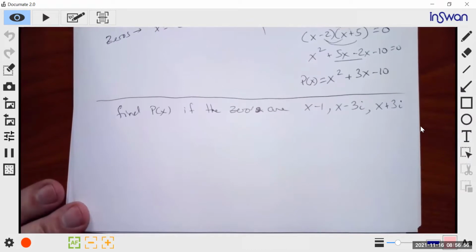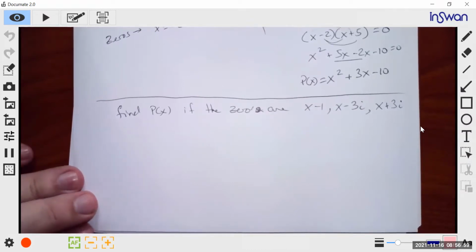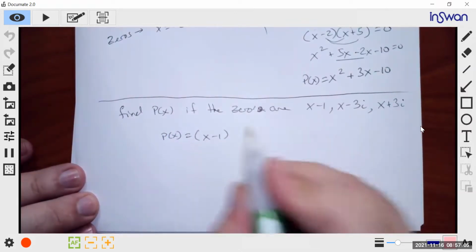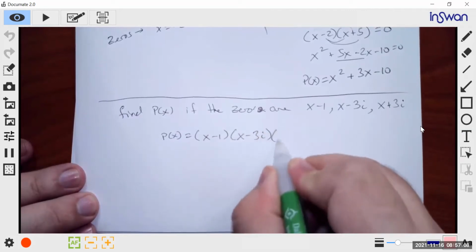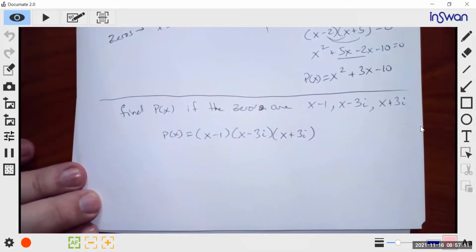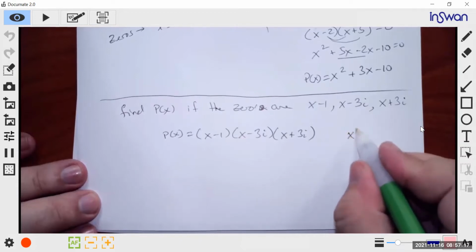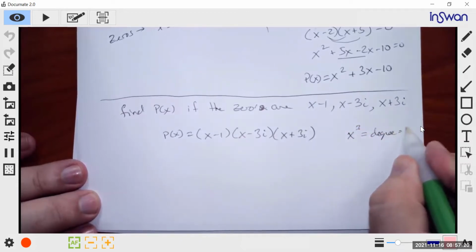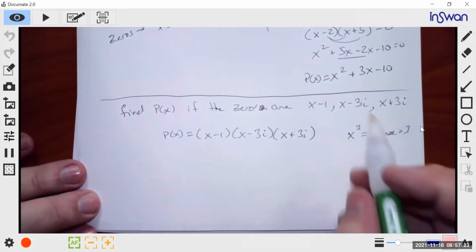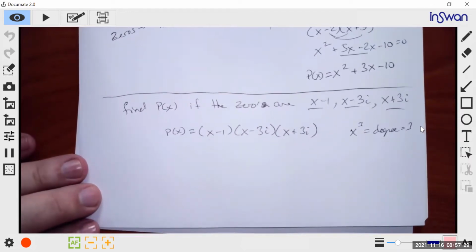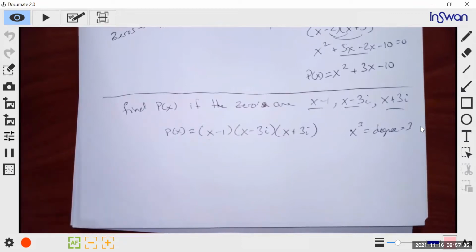So what's the degree of my polynomial? Remember, so far my polynomial factors out into x minus 1, x minus 3i, x plus 3i. How many x's do we have? x times x times x is x cubed, degree 3. Since we have 3 solutions, that's the number of degrees. Now, if we had more time, we'd multiply these out.